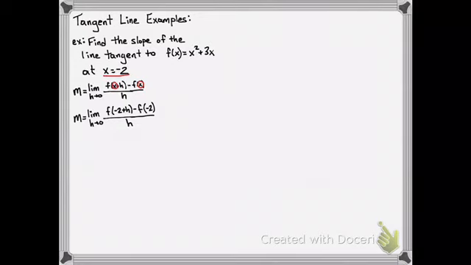So replace the x, I misspoke, we replace the x's with negative 2 because that's the x value that we're looking at. And so we have f of negative 2 plus h minus f of negative 2 all over h. We need to evaluate this limit, which means we have to figure out what is f of negative 2 plus h, what does that look like, and what is f of negative 2, what does that look like. So I'm going to start with the easy one. I'm going to start with f of negative 2.